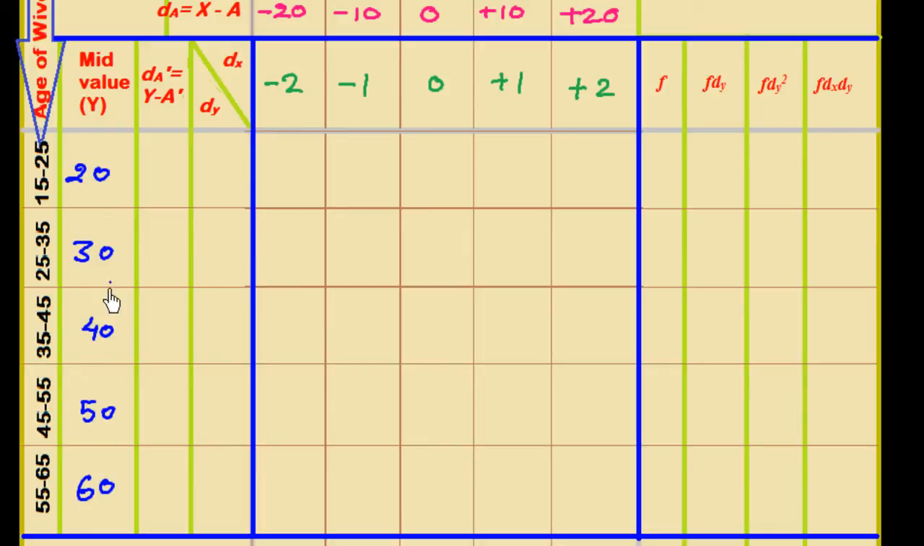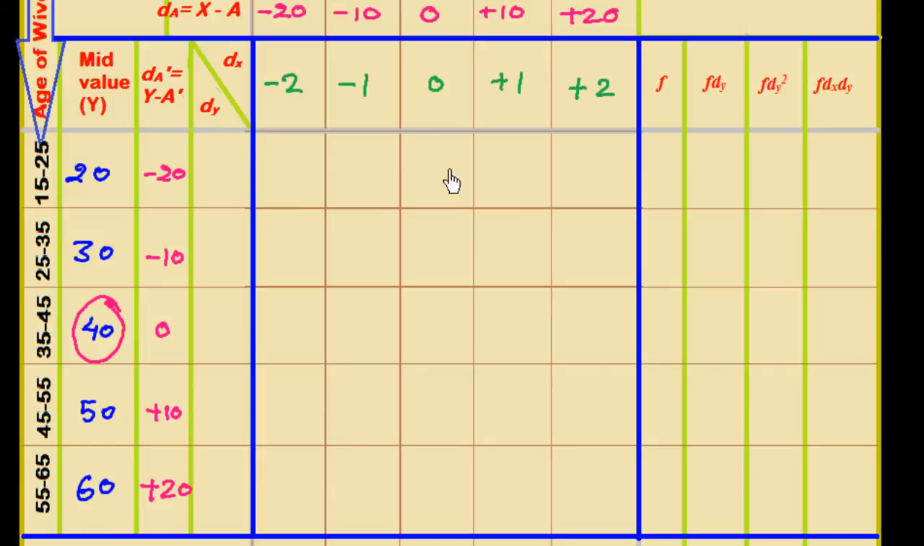Okay, now we take one assumed mean here. We take the assumed mean for y as 40. So we write down here 20 minus 40, which is minus 20. 30 minus 40, which is minus 10. 40 minus 40, which is 0. 50 minus 40 is plus 10, and 60 minus 40 is plus 20.